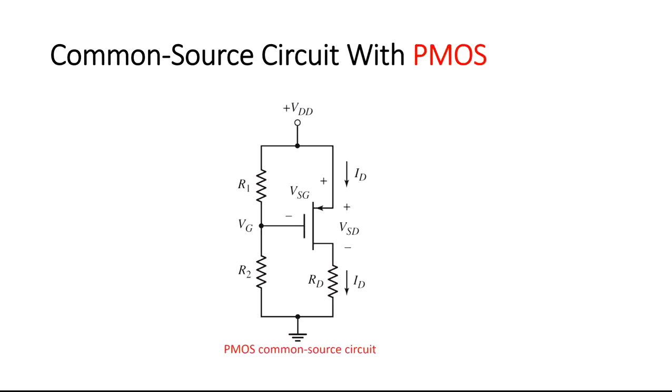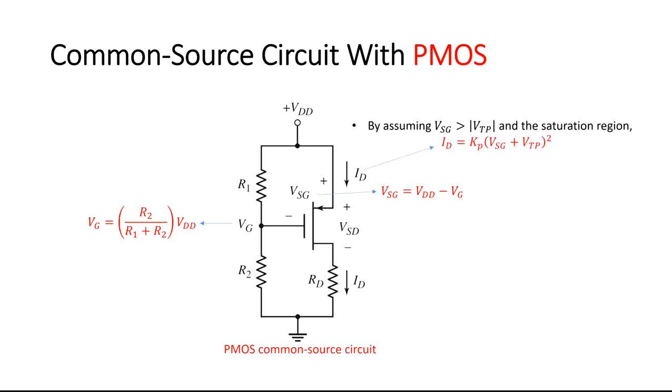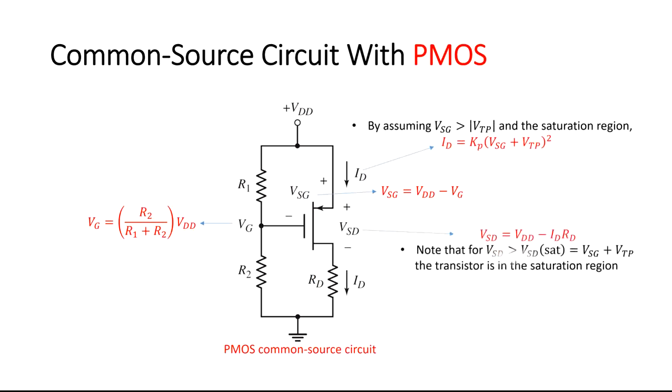A common source circuit with a PMOS device is illustrated in the slide. Similar to the circuit with the NMOS device, the gate voltage, the source to gate voltage for the saturation region, the drain current, and the source to drain voltage can be introduced.